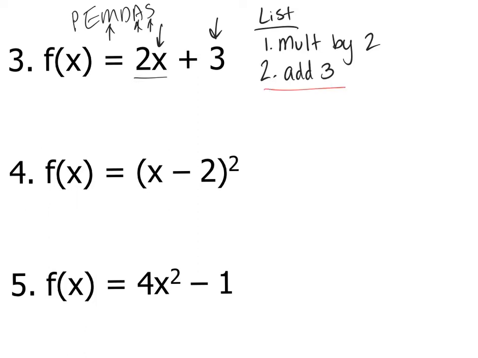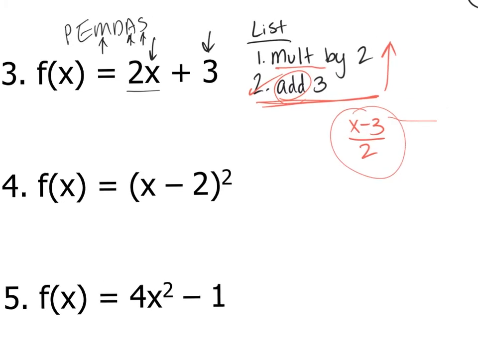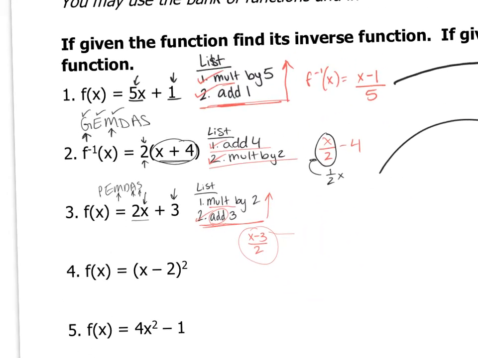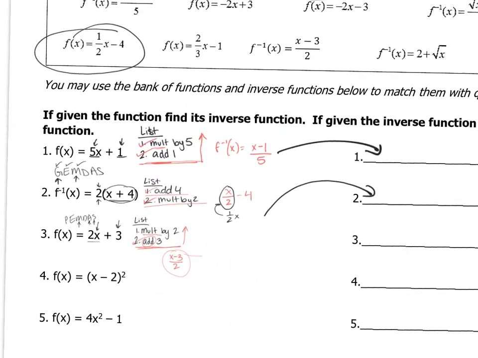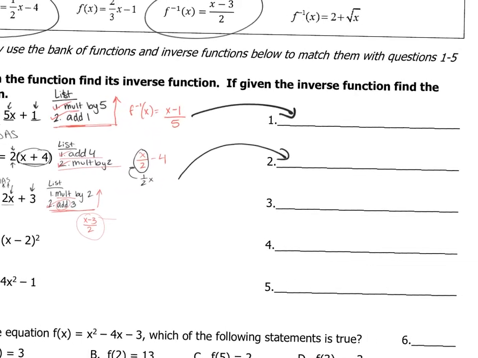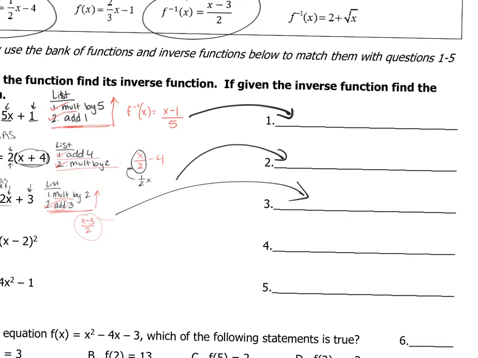Now I'm ready to write the opposite, so I'm going to go in the opposite order. Here's my x. I'm going to start at the bottom and work my way up, but instead of adding 3, I'm going to subtract 3, because that would be the opposite or inverse. And then I'm done with number 2, so I'll go back to 1, and instead of multiplying by 2, I will divide by 2. So x minus 3 over 2. Let's see if we have an option like that. And we do. It is right here, x minus 3 over 2. So that answer needs to go in for number 3.